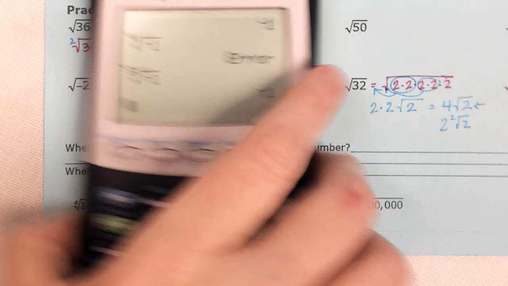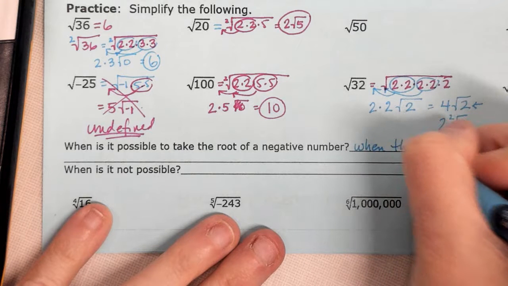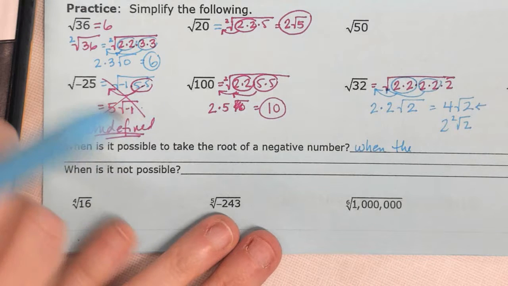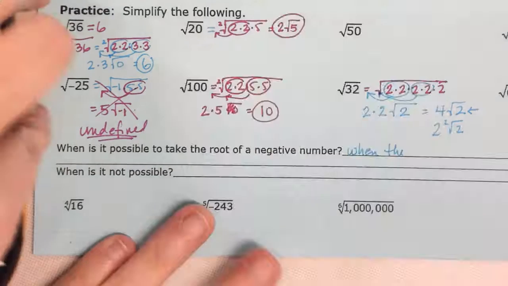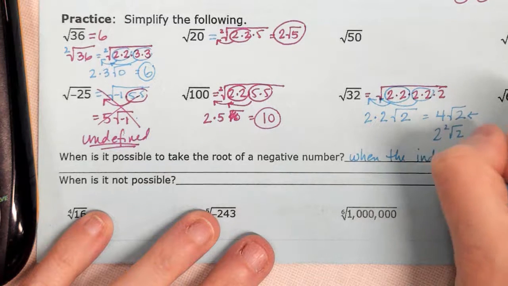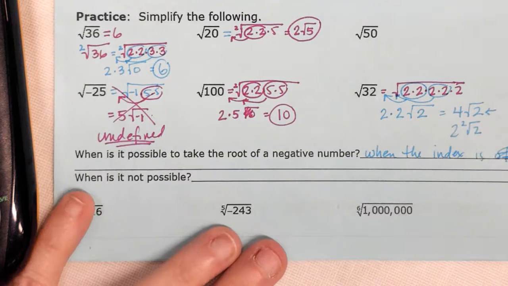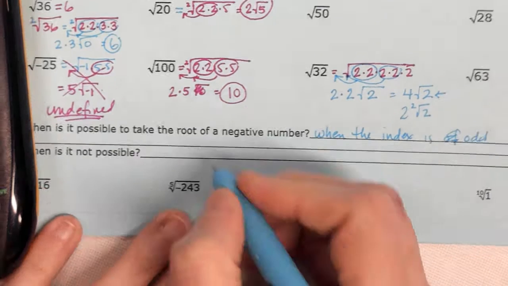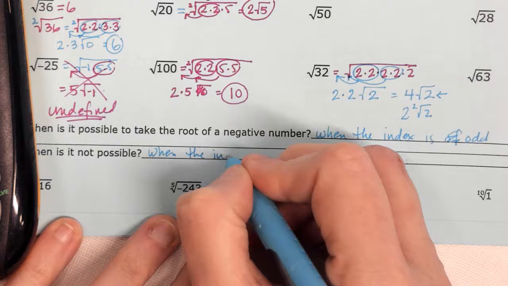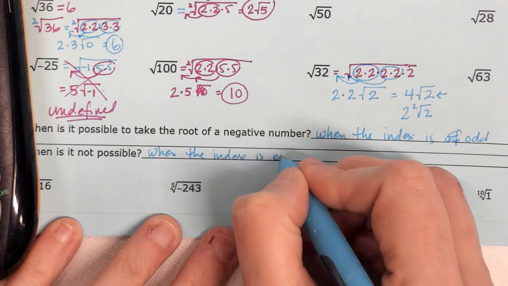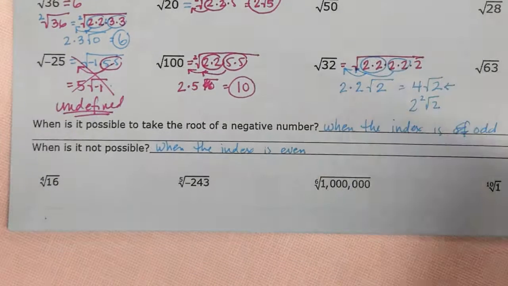So I can take a root of a negative number when what's odd? The index. Thank you. When the index is odd. Okay? And it's not possible when the index is even. Okay? All right?